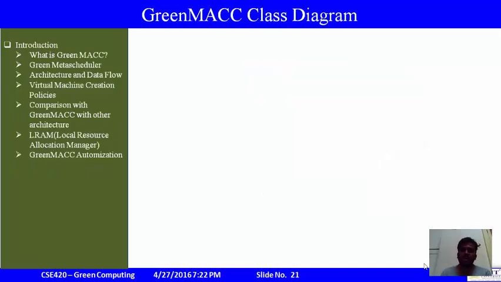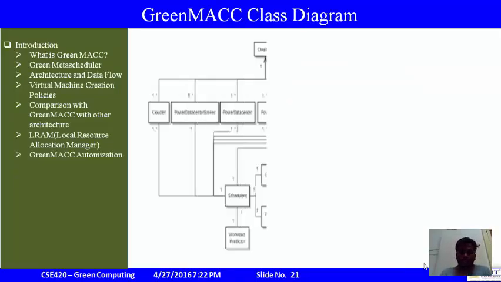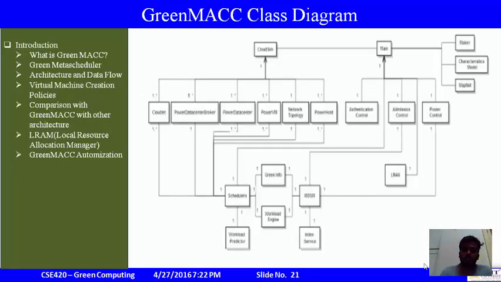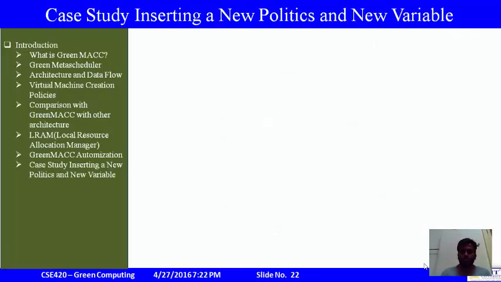Now the next thing that we have is the Green MAC class diagram. This is the diagram which represents the various classes, various schedules, and various processes involved in Green MAC scheduling, starting from cloud simulation, then item, and then finally we derive the output.